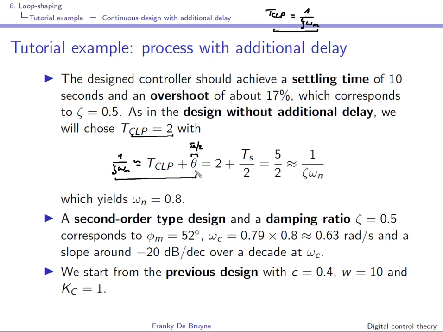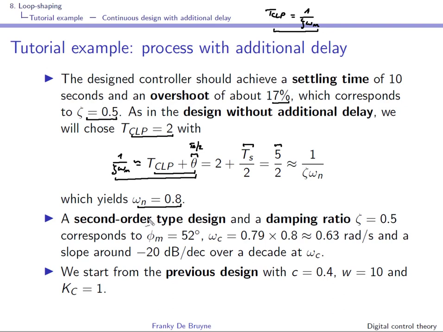In a way, this looks like we are changing the desired closed loop time constant, making it a little bit higher, and we add the sampling period divided by 2. So if you look at this relation, you have a sampling period of 1 second over here, so this gives you 5 over 2 is equal to 1 over zeta omega n. Zeta is 0.5 since we want an overshoot of more or less 17%, so this yields a natural frequency in closed loop of 0.8 radians per second.